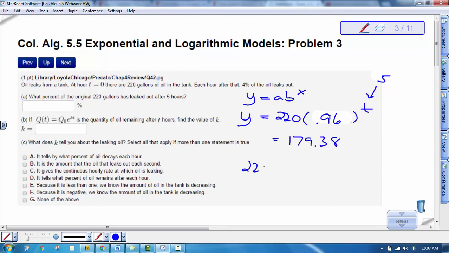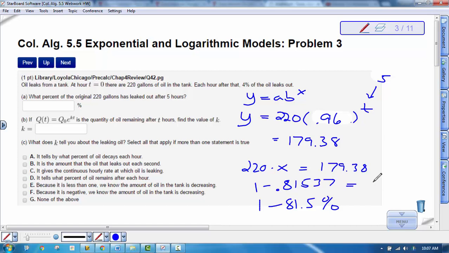So then if I say, okay, I started with 220, so what did I multiply by to get the 179.38? Divide both sides by this. You end up getting about 0.81537. So that's about 81.5% remains, right? Because this is the overall percentage that remains if we start with 220 and end up with 179. So do 1 minus this percentage, and that gives you the amount that leaked out, which would be 0.1846 or 18.46%.